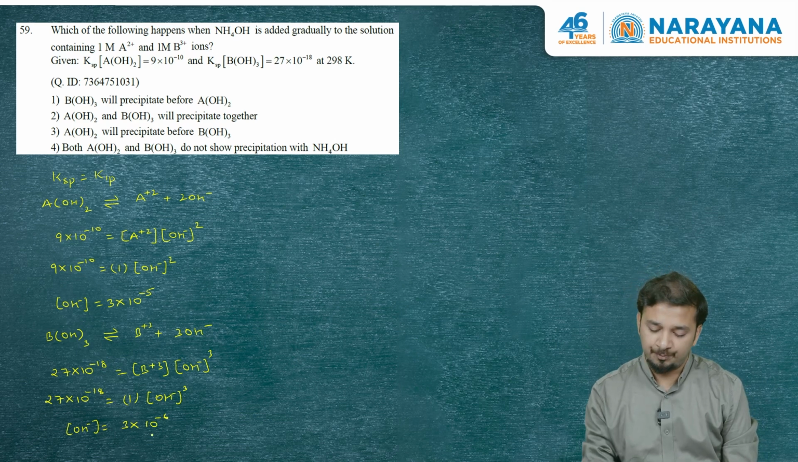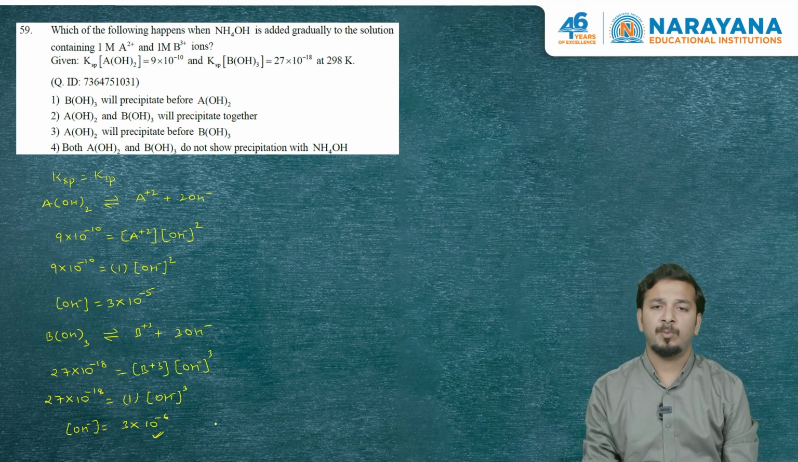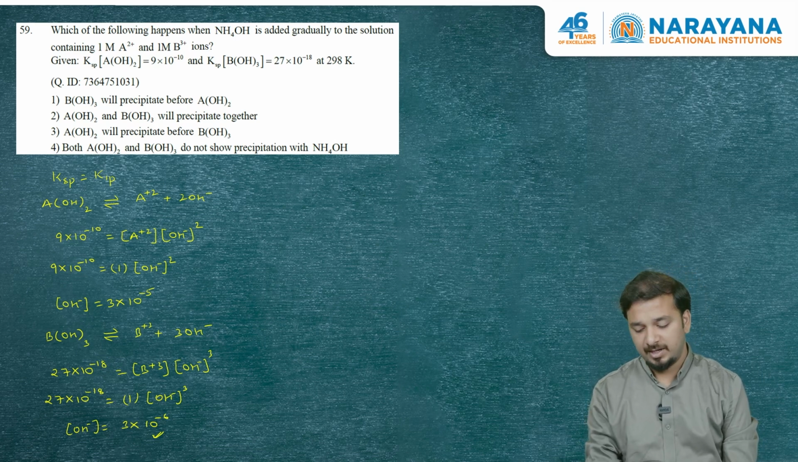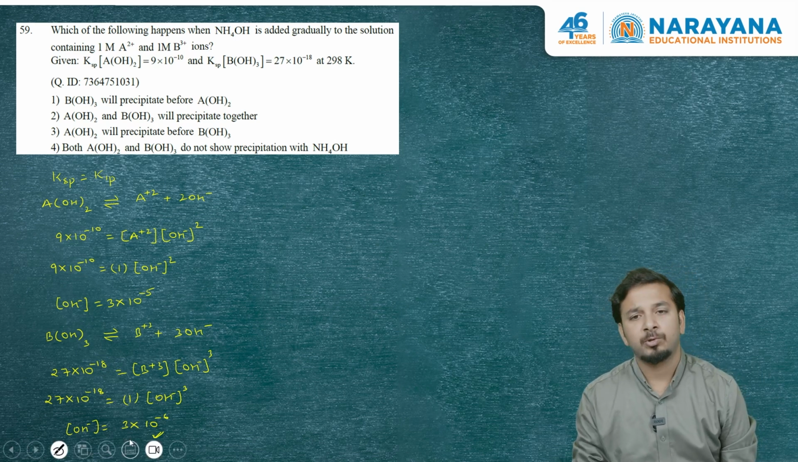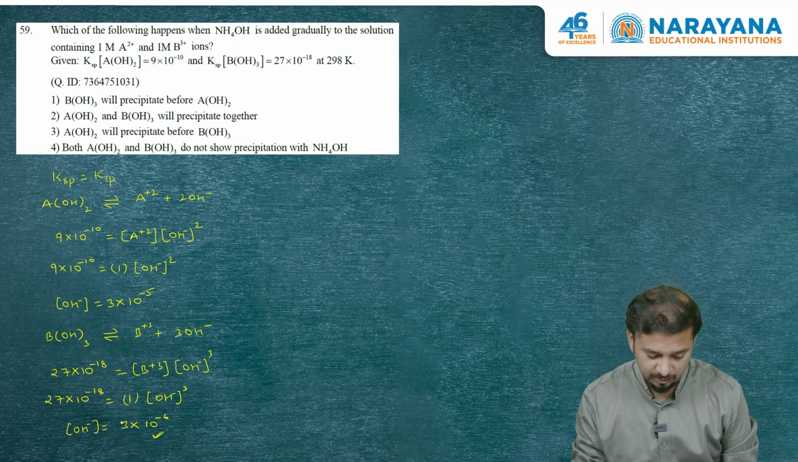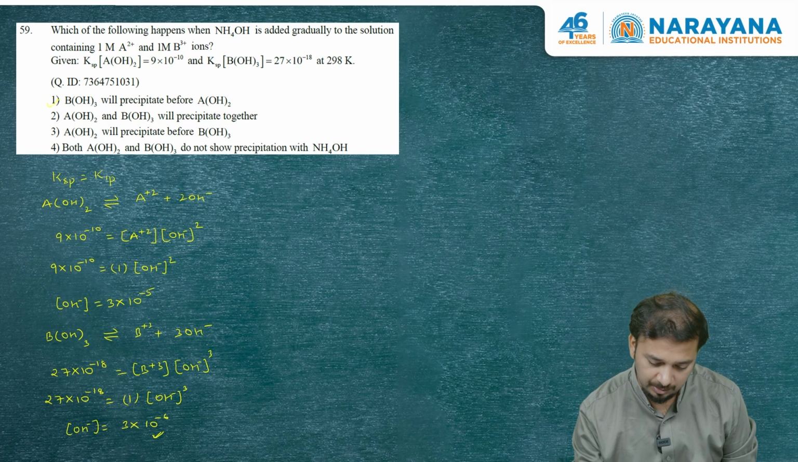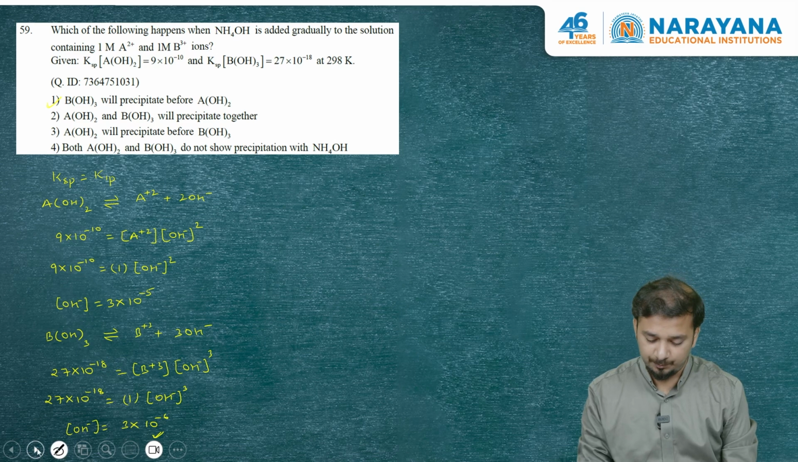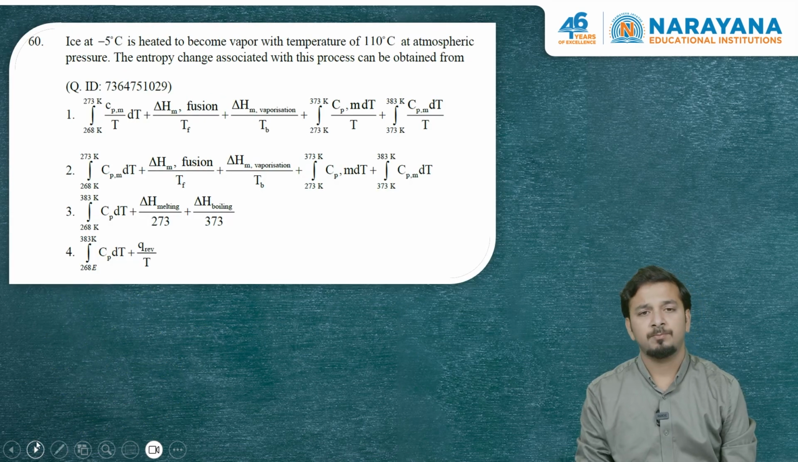So we can see that B(OH)3 requires a smaller amount of OH- for formation of a saturated solution, which ultimately means that B(OH)3 will be precipitated before A(OH)2. So the correct answer for this question is option number 1, that is B(OH)3 will precipitate before A(OH)2. Moving to next question.